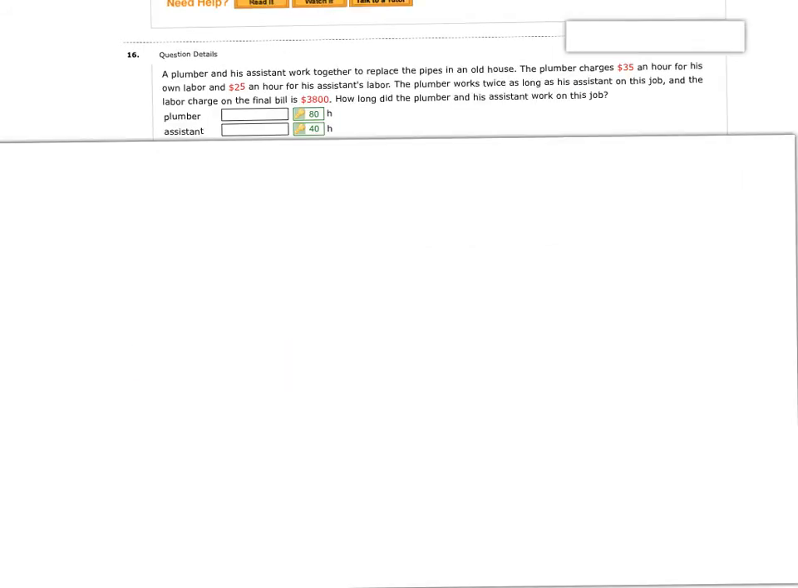All right, next up here, it says a plumber and his assistant are working together. He charges $35 an hour, and $25 for the assistant, and then the bill comes out to $3,800. So for this one, we can say 25x plus 35x equals 3,800, because that one has all to do with money. Oops, one of these should be y. So y is the plumber. So we make those different variables.